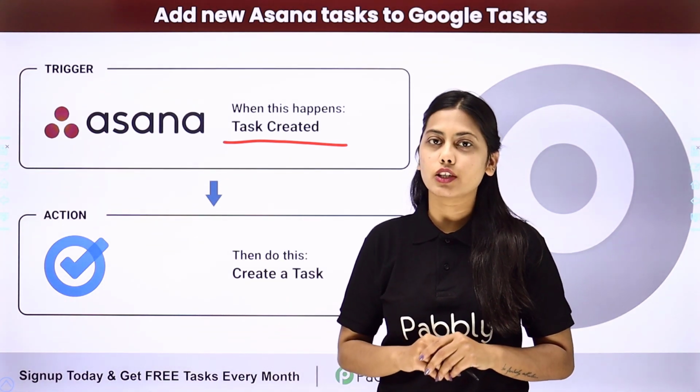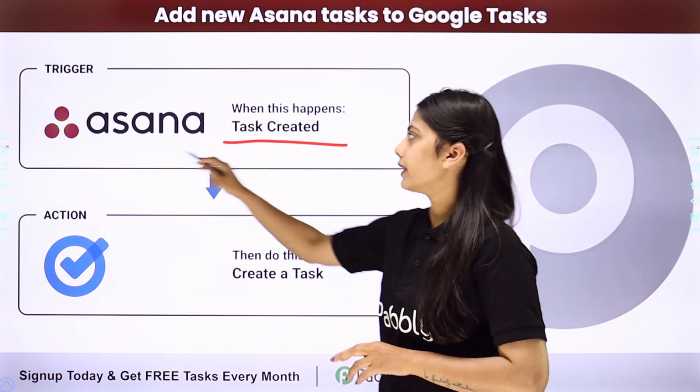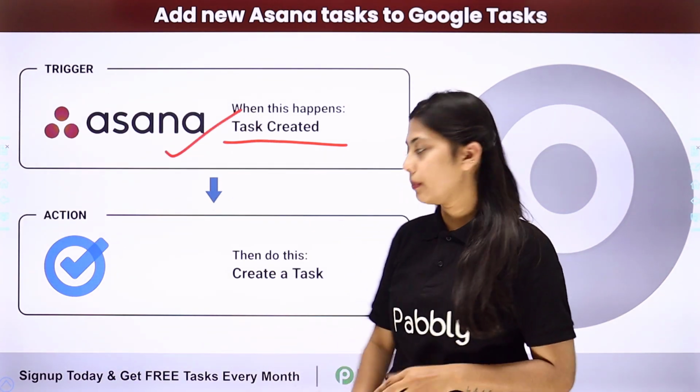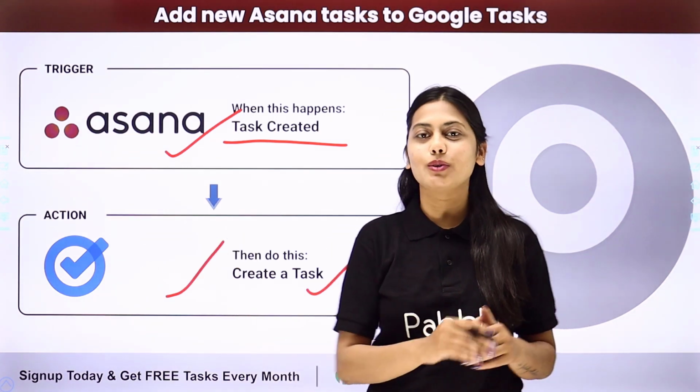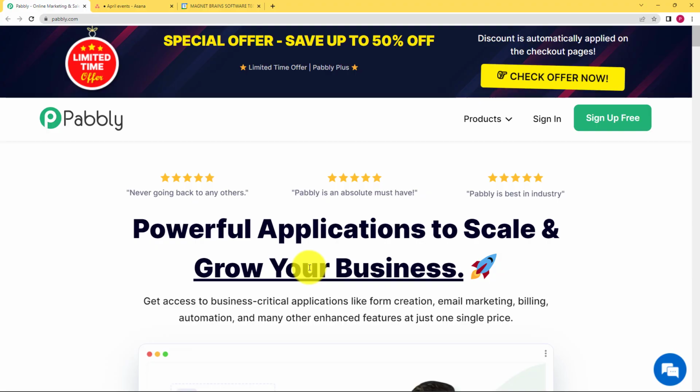We will create an integration where our trigger will be a task created in Asana and our action will be a task created in our Google Tasks. Let us learn how to do it. So let us learn how we are going to integrate Asana and our Google Tasks, so that whenever a new task is added in your Asana account, that will be updated in your Google Tasks immediately or automatically.